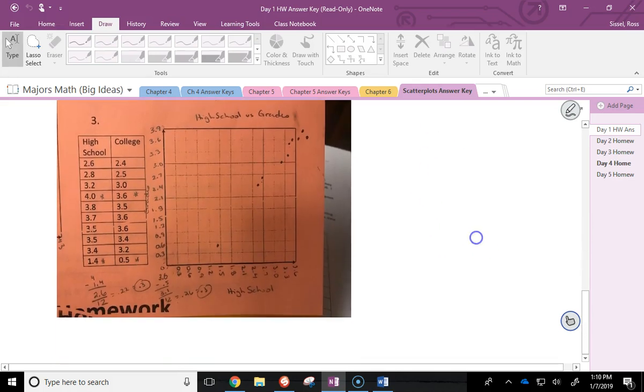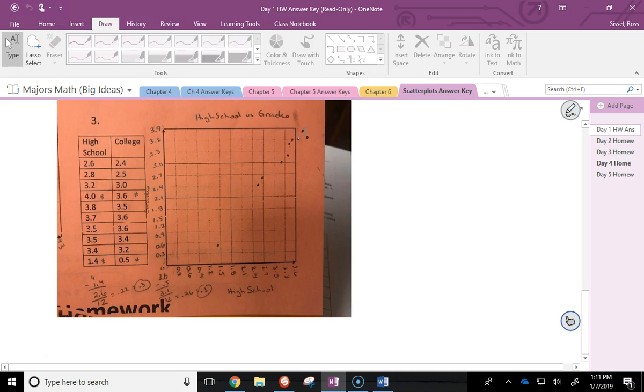On number 3, high school versus grades. So in high school and then in college. So we should have had high school and this should have been college. Your points should have looked really similar to this one, where you had this guy down here, and then most of them were over here in the top right. Okay? Those were your 3 examples.